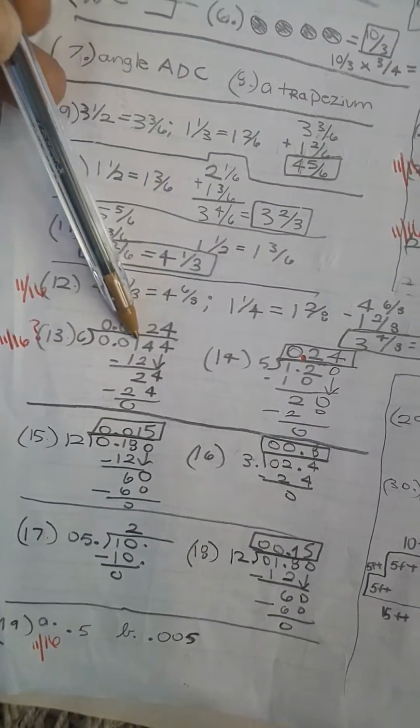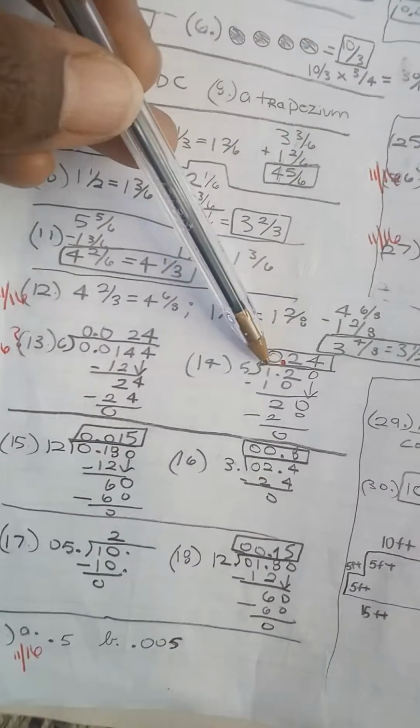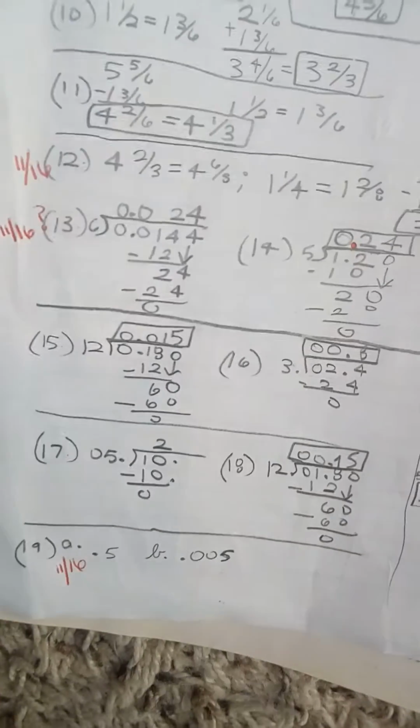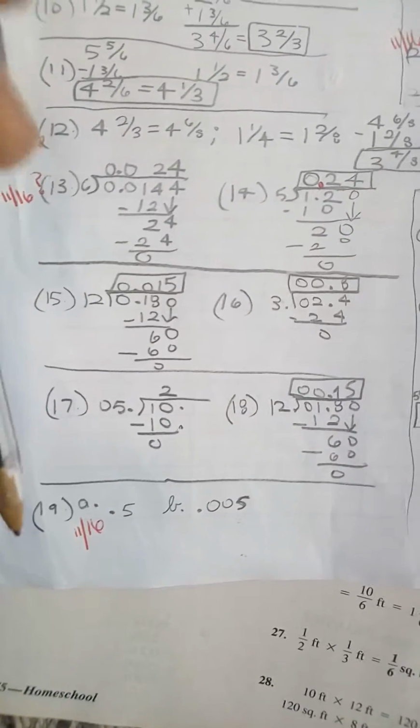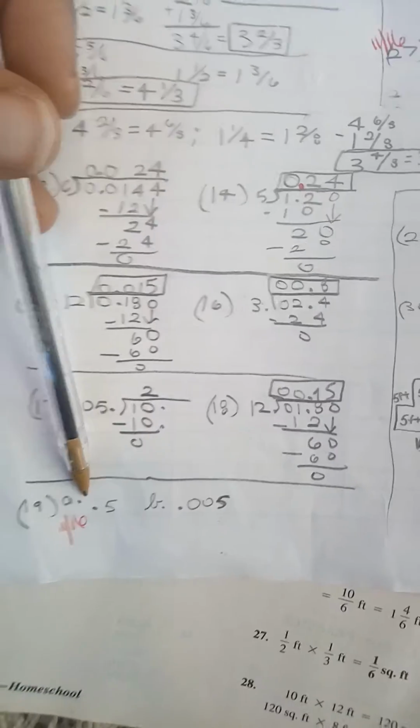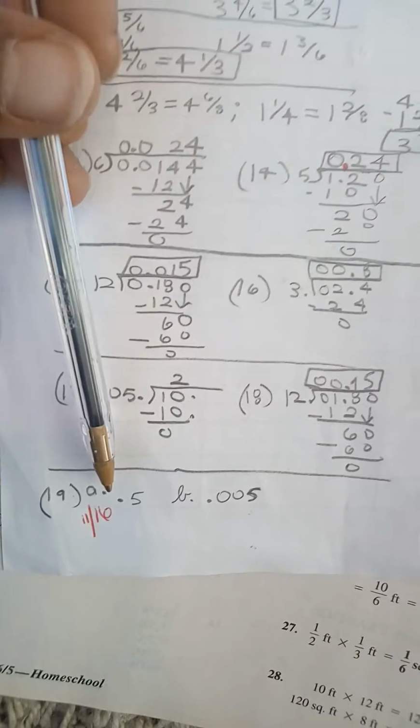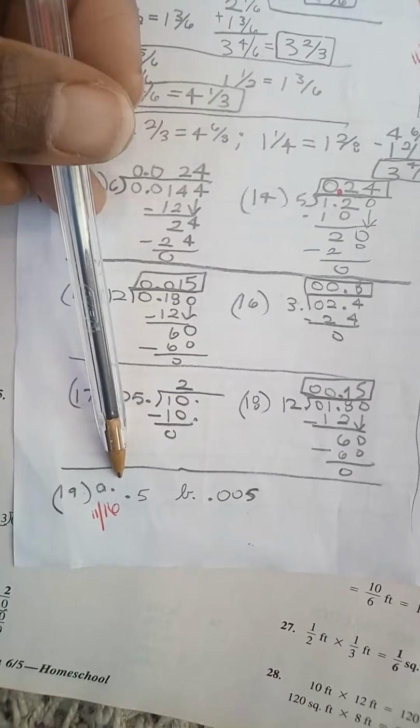Here you're missing something. What happened? You missed your decimal here, so be careful. Be a little bit more careful. You were asked to divide mentally 0.5 divided by 10. So you know that you need to move your decimal.